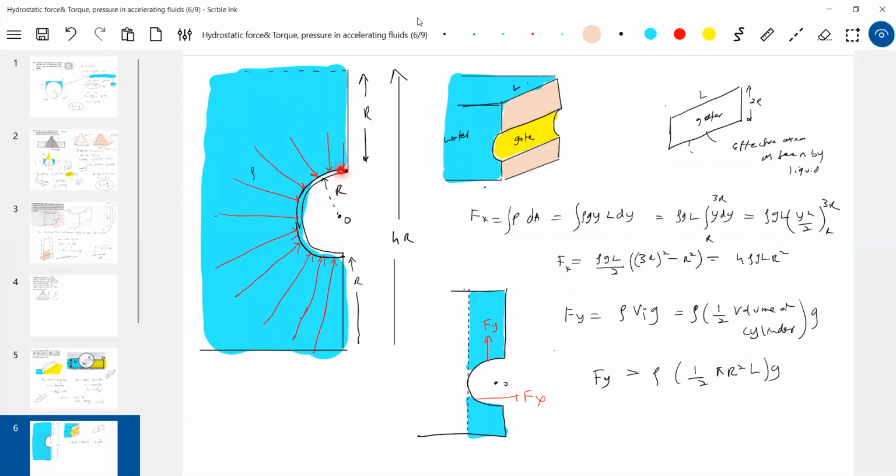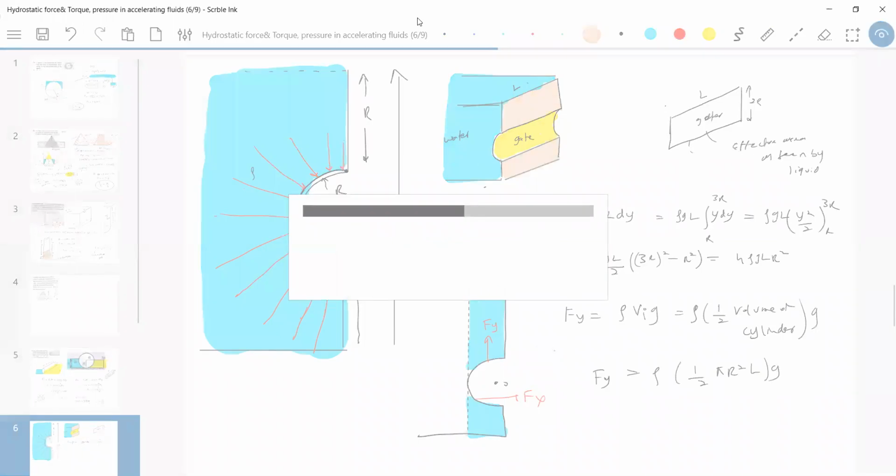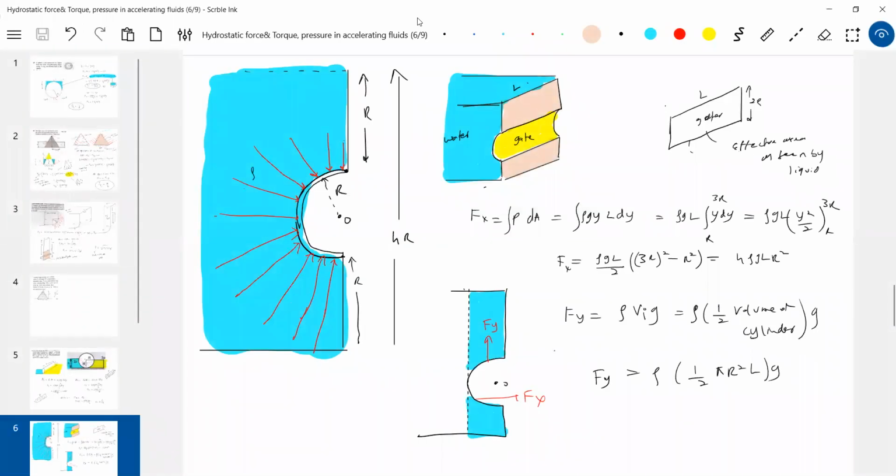What about torque? Torque should be zero, no? Because all the forces are intersecting the axis of rotation about O. Torque should be zero, so the resultant force must pass through O. There's one more condition. I think I delivered the most essential things which are needed, the projections, everything.